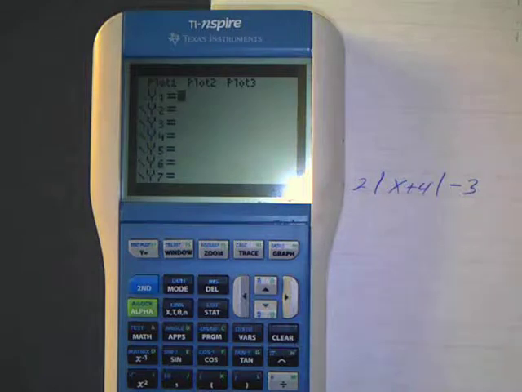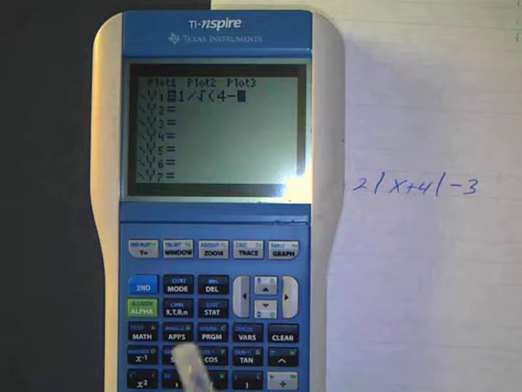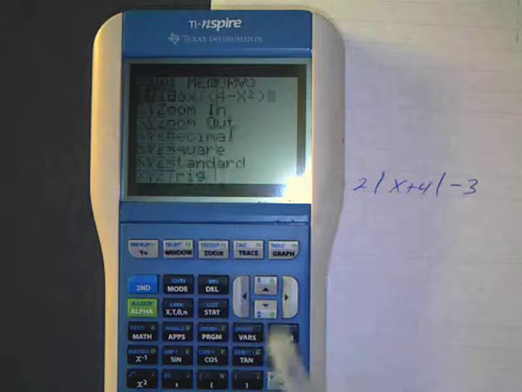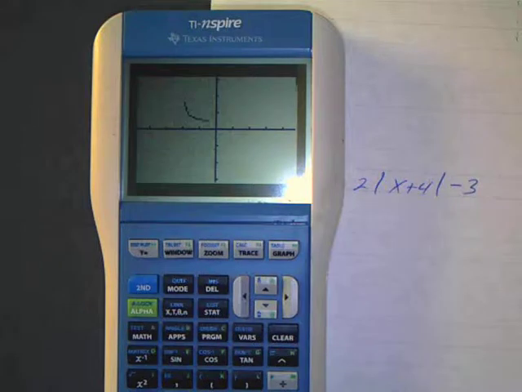That's going to be 1 divided by the square root of 4 minus x squared, in parentheses. And I'll try zoom 4 because it looks like we got something happening up to 2. So zoom 4. Let's graph this thing.